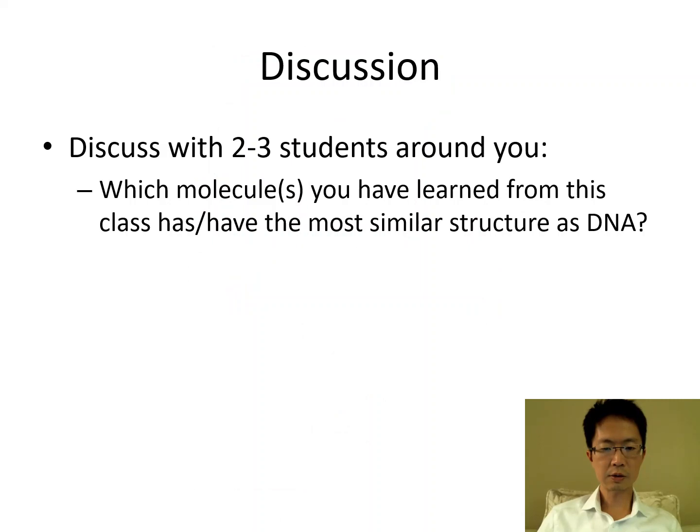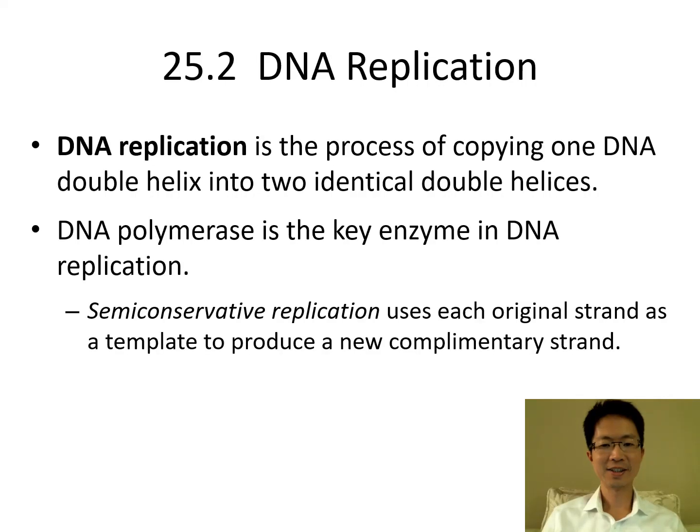So let's take a look. Well then, which molecule have you learned in this class that has the most similar structure? It is DNA, the polymer of DNA. Well, think about this. I'll give you some time to think about this. So DNA replication is basically like making a Xerox copy. It is copying one DNA into 2 identical double helixes. Where do you see DNA replication occur? Remember what we covered a few lectures ago?